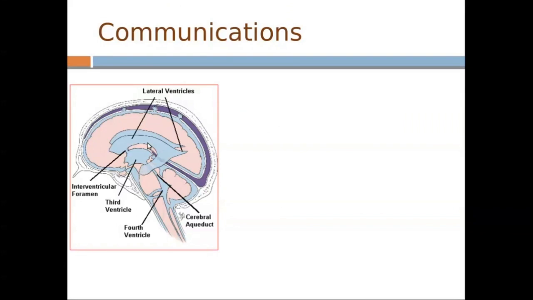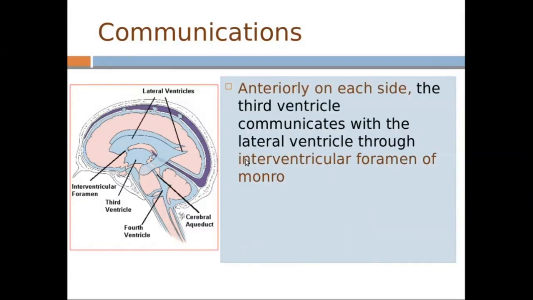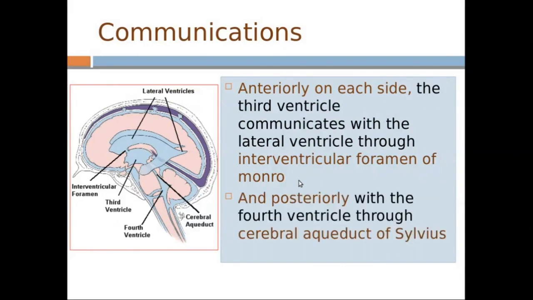Communications of third ventricle. So this is the third ventricle, already we told this is communicating with the lateral ventricle through the interventricular foramen of Monro, and here it is communicating with the cerebral aqueduct. Anteriorly on each side, the third ventricle communicates with the lateral ventricle through the interventricular foramen of Monro, and posteriorly with the fourth ventricle. So this is the fourth ventricle which is communicating through the cerebral aqueduct of Sylvius.